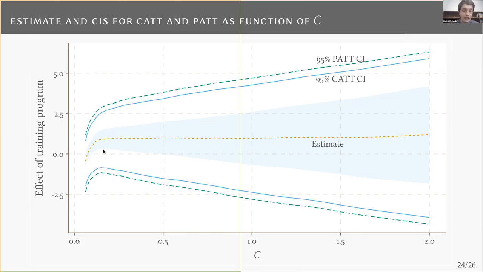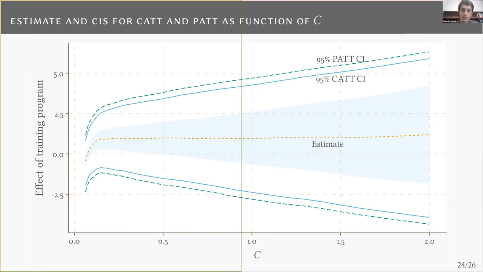Unless you choose an unreasonably small value of C, the estimate is pretty stable, running between 0.9 and 1.1. So that suggests that we're taking into account selection on observables.